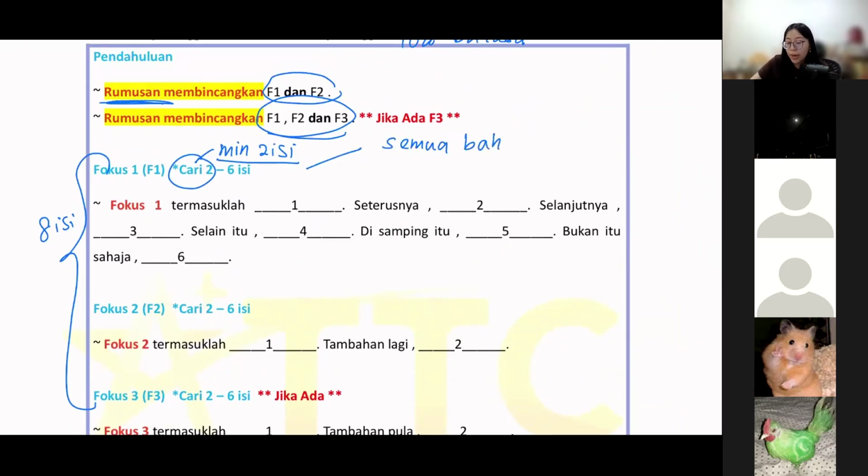For example, your bahan 1, 2, 3 is focus 1. Then you have to touch every bahan. Maybe you take 2 each or 1 each. Also can. Depends how you arrange lah. And then all the isi, you have to write full sentences, subject plus predicate. If you start a sentence with kata kerja, tidak marks. If you don't have any penanda wacana, tidak marks.